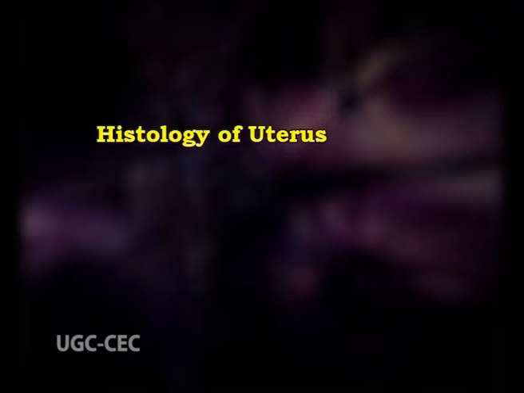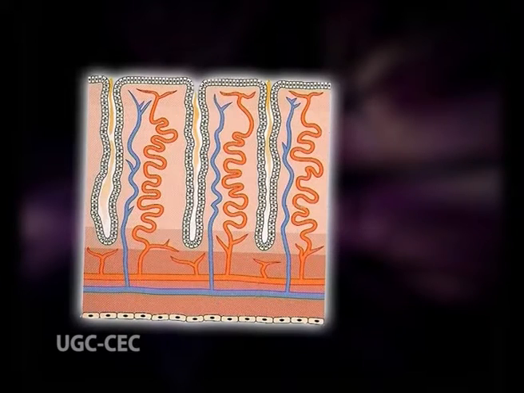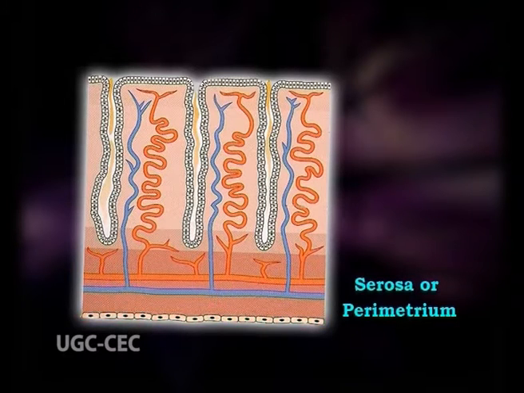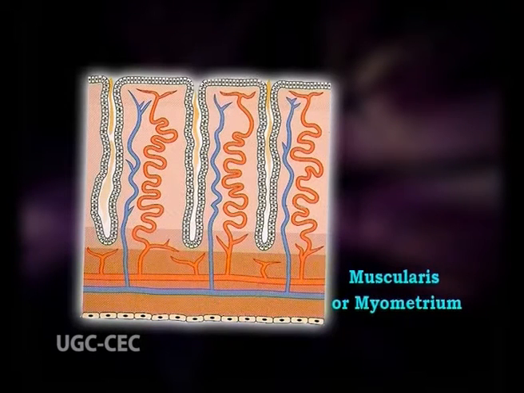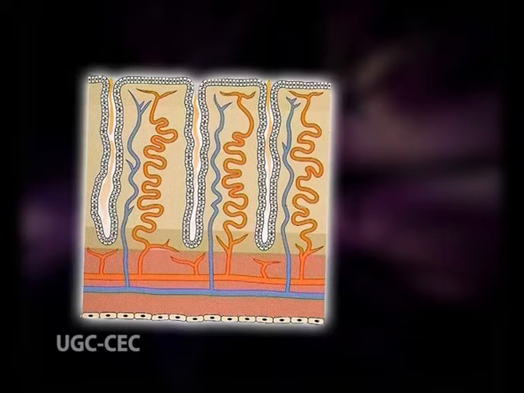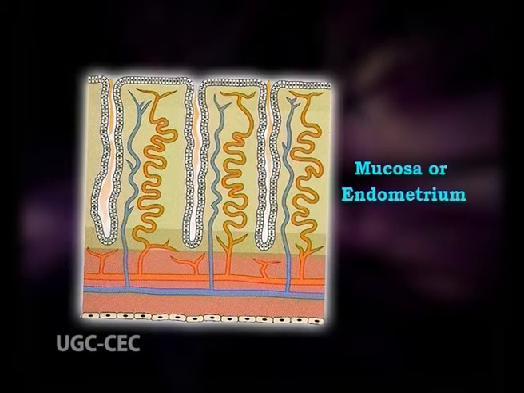Histology of uterus. The uterine wall is composed of three layers. First is the outer layer, that is serosa or perimetrium. Second is the middle layer, that is muscularis or myometrium. Third is the inner layer, that is mucosa or endometrium.